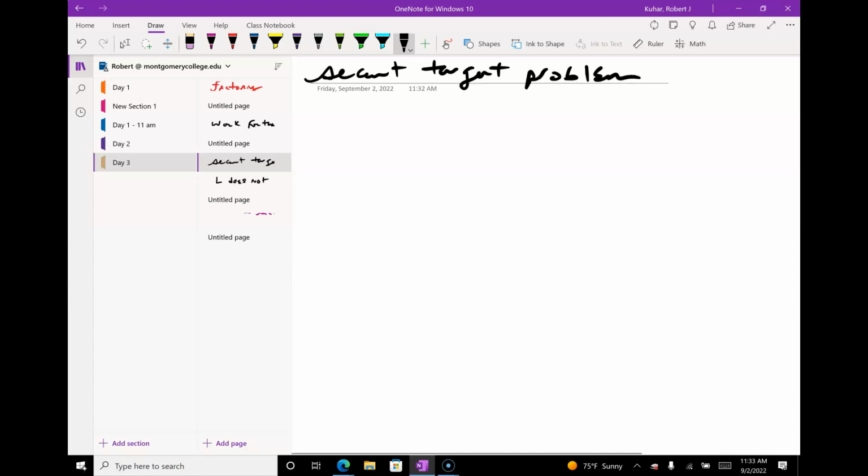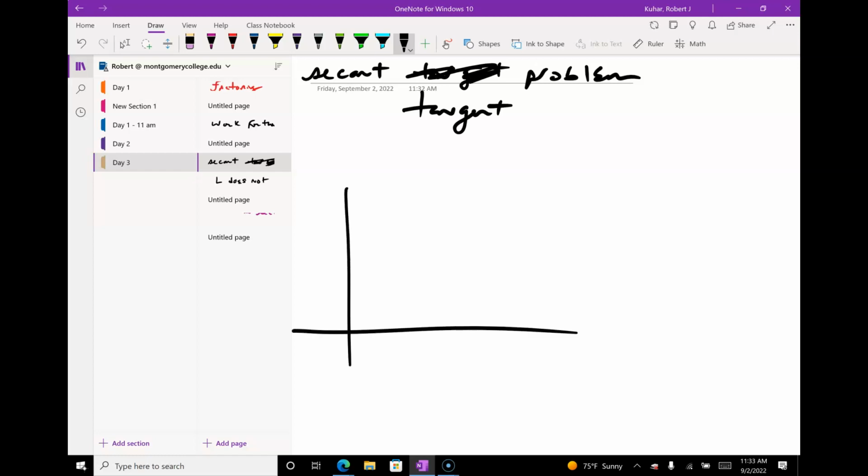Looks like I'm having a little bit of a hard time writing. Secant tangent problem. Man. There it is, tangent problem. I just can't get the pen to work right today, sorry.